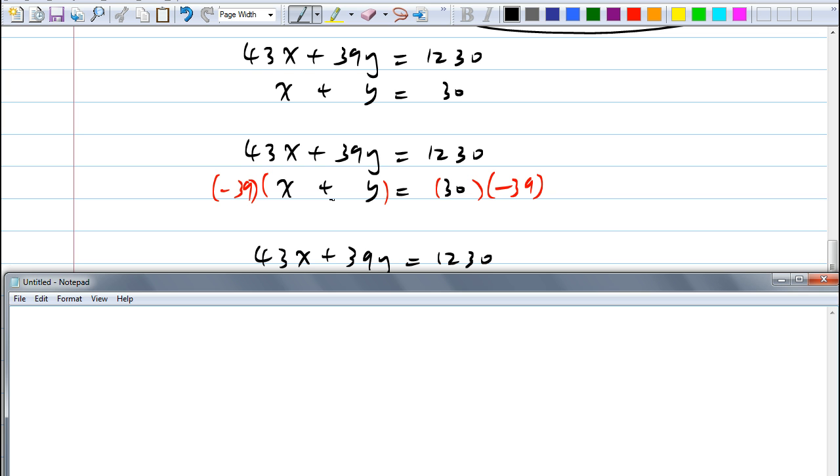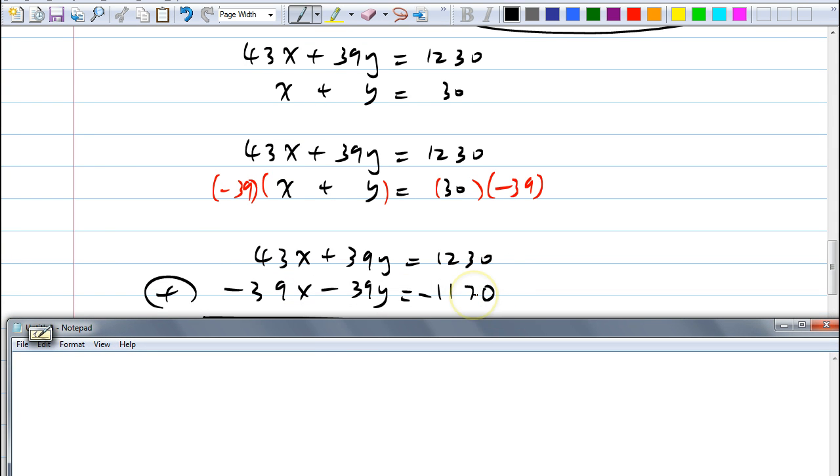So then you get negative 39x plus 39y, plus negative 39y, and then it becomes negative 1,170 when you multiply 30 times negative 39. Good. Of course, when you add them together, the y's cancel out.